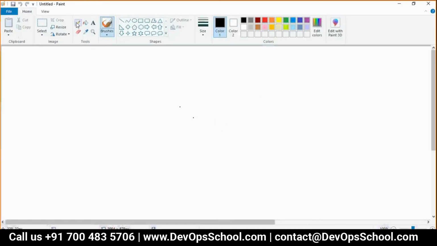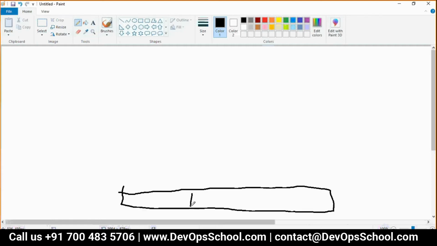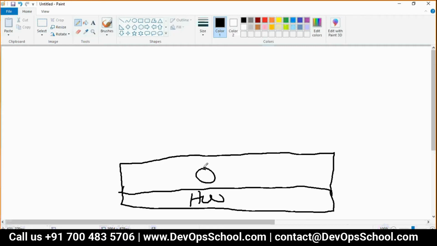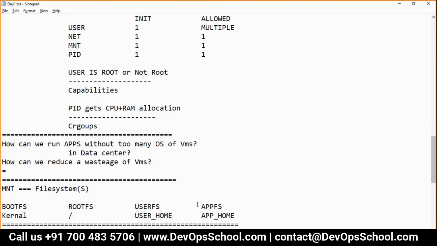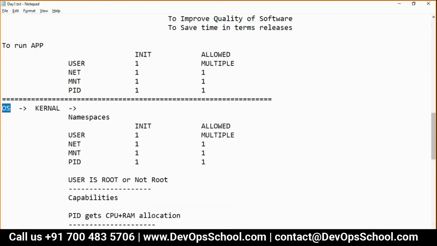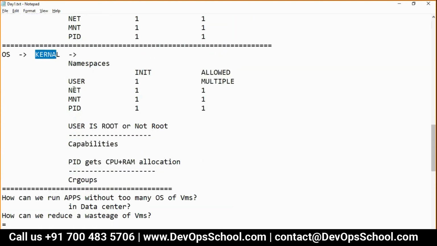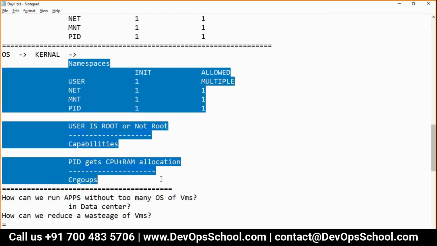Look at it very carefully. I'm proposing this architecture for the time being. This is your hardware layer. On top of that, there is only one operating system. Guys, when I say operating system, please understand that the operating system has a kernel. The kernel has namespaces, capabilities, libraries, cgroups. Each and every function of these I have explained to you.